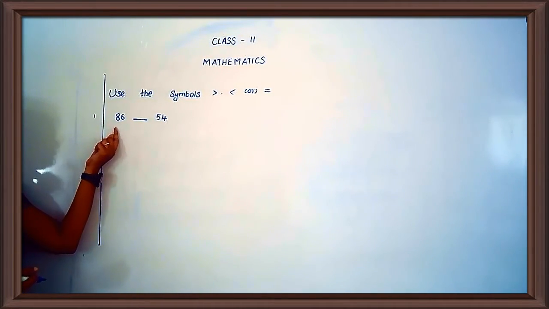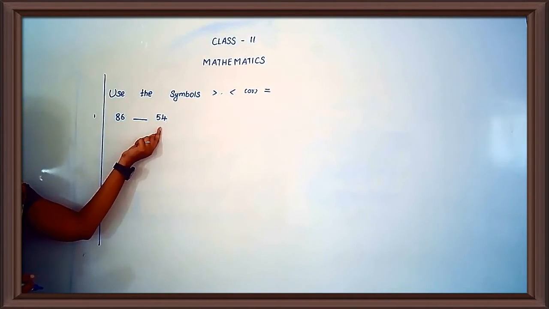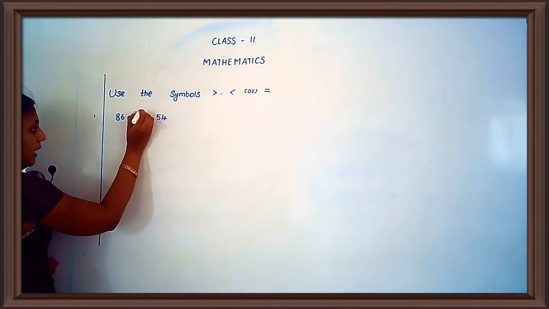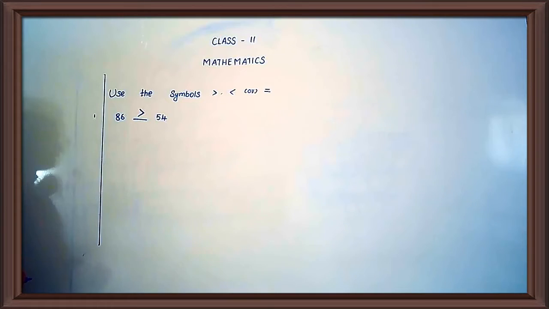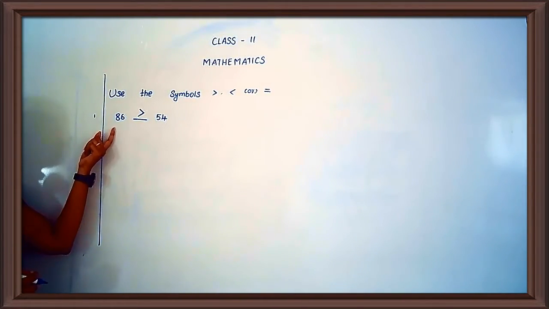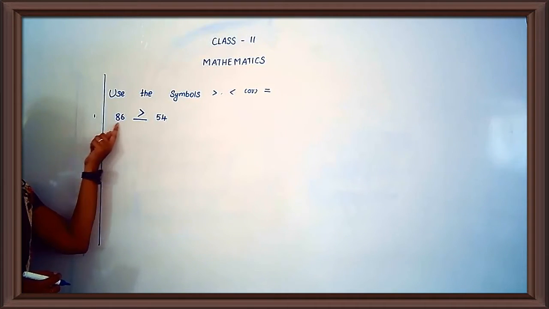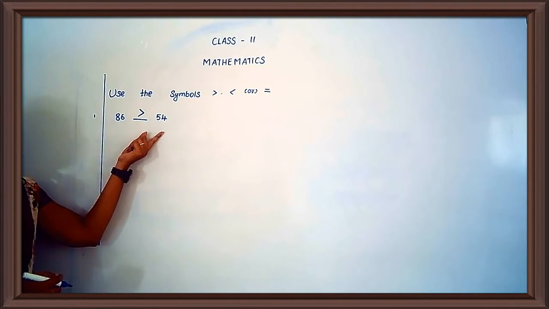This is 86 and 54. 8 is the greatest number or 5 is the greatest number? 8 is the greatest number. So we have to use the symbol for greater than. Okay? How do you read this one? 86 is greater than 54.